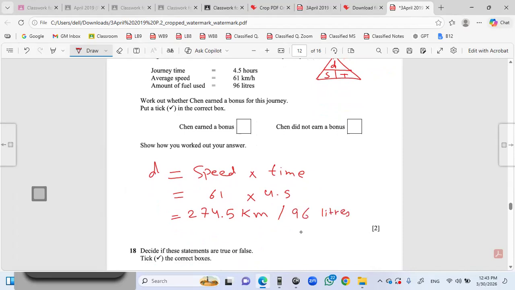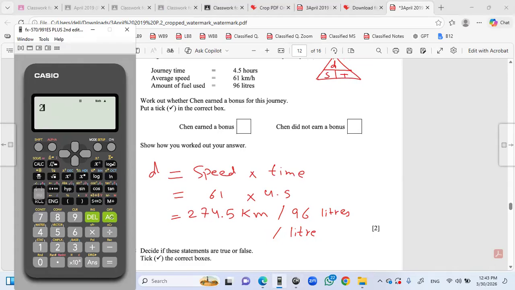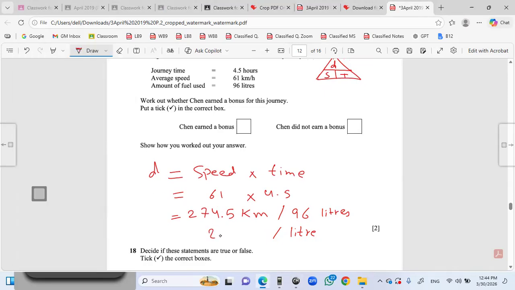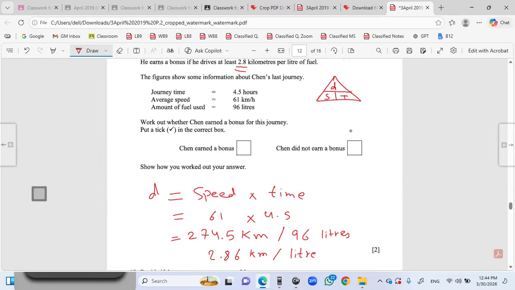Okay, Mister, but I want only 1 liter. So divide this by 96. So you're going to find that it is 274.5 divided by 96, which is going to give you exactly 2.85, or 2.86 if you round it to 2 decimal places, kilometers per liter. So first I found the distance. I divided the distance by the 96 liters to find the distance per liter, which is 2.86.